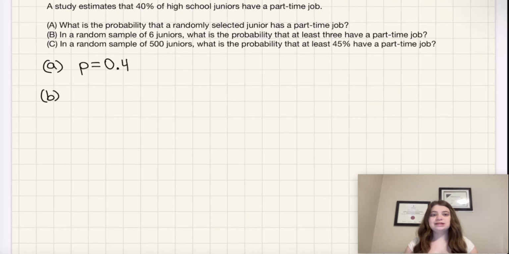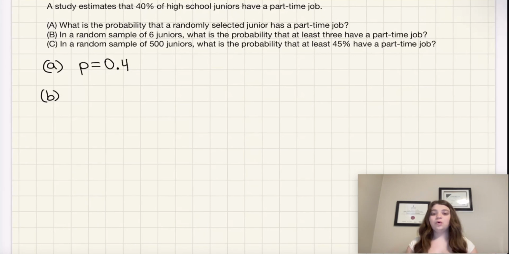Now let's think about what scenarios would have at least 3 students working a part-time job. Well, there's 6 overall being sampled, so we would have to find the probability that it's exactly 3, plus probability exactly 4, plus probability exactly 5, plus probability of exactly 6. That's one option. We could just find all those and add them all together. The other option is we could notice what's the opposite of this? We could find the opposite and then subtract the opposite probability from 1, right?